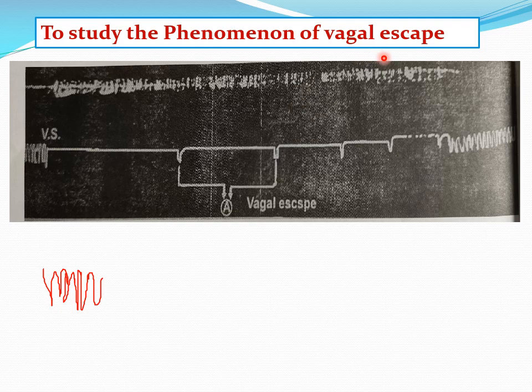Okay, so this vagal escape is very advantageous to the heart. What is the advantage of this vagal escape? Here the cardiac activity is not hampered for a long time, so the blood flow to the vital organ is maintained.